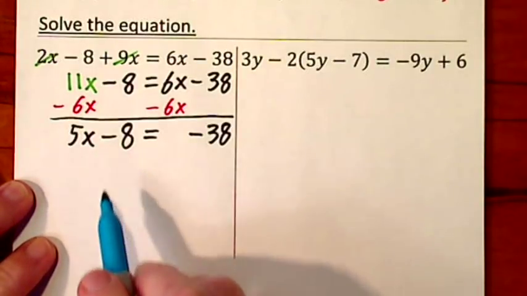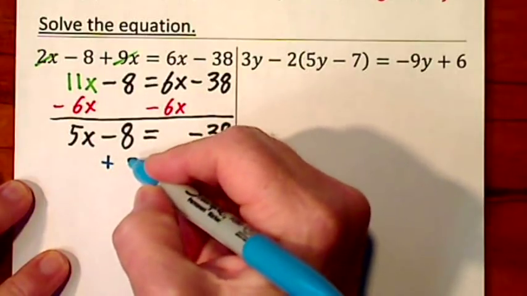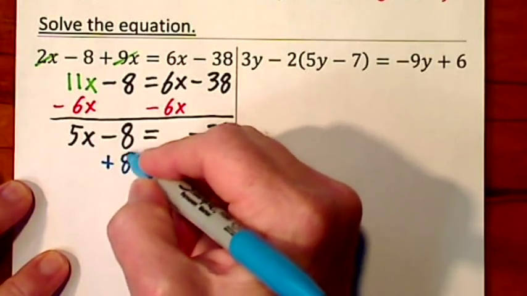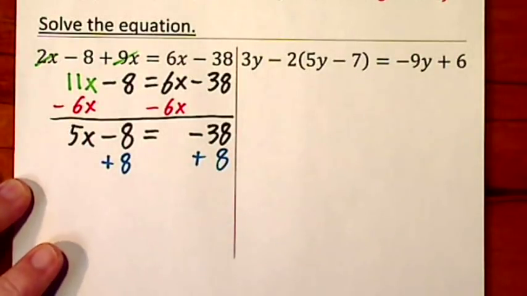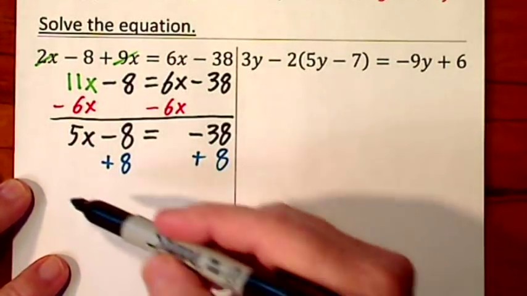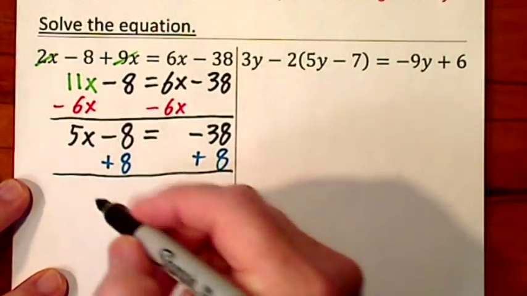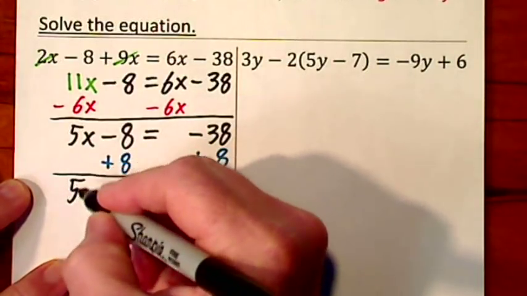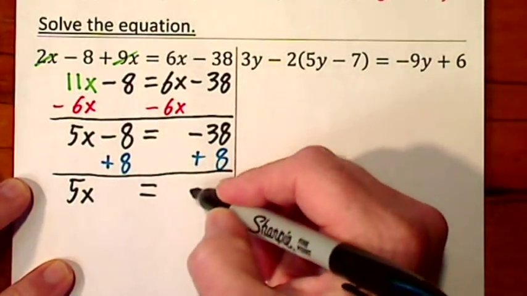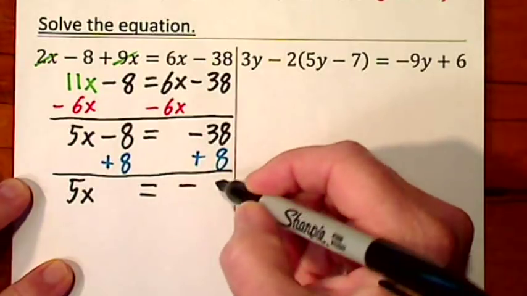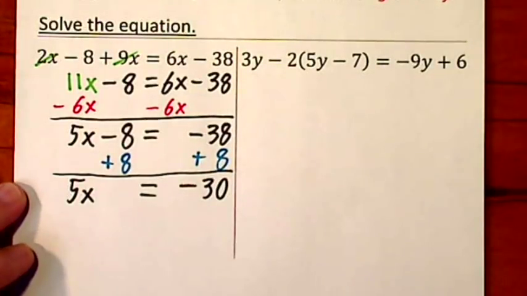Next we'll get rid of the negative 8. It's held by addition or subtraction, so I'll put a positive 8. Go to the other side of the equal, put a positive 8. Draw a line, bring everything down. We have 5x, that's a 0, I don't have to write it. Now we have, signs are different, subtract, keep the sign of the larger, negative 30.